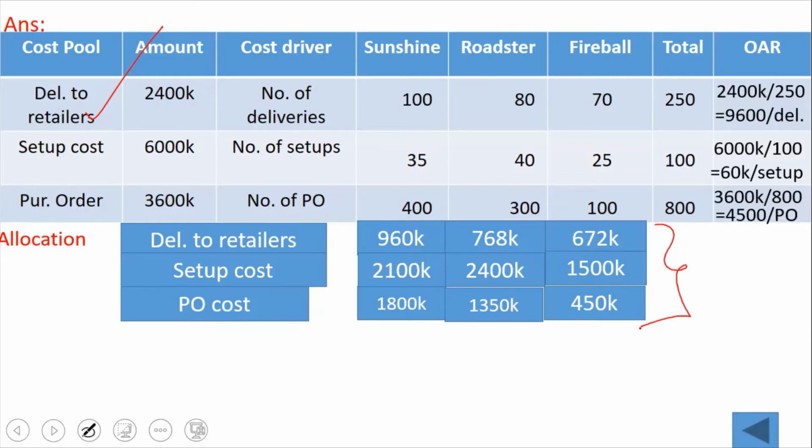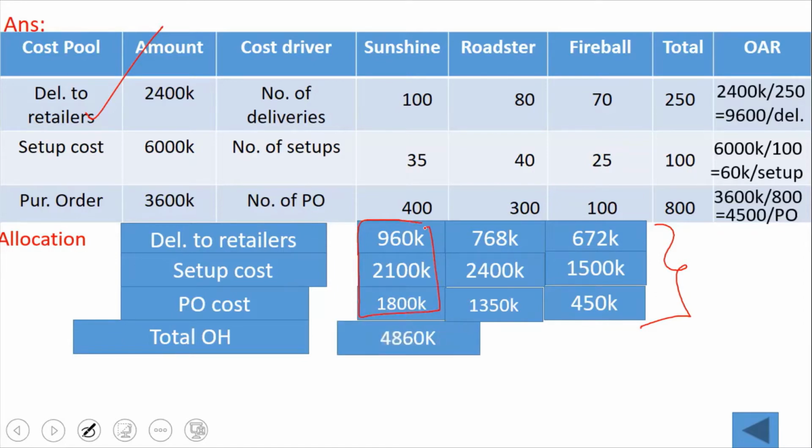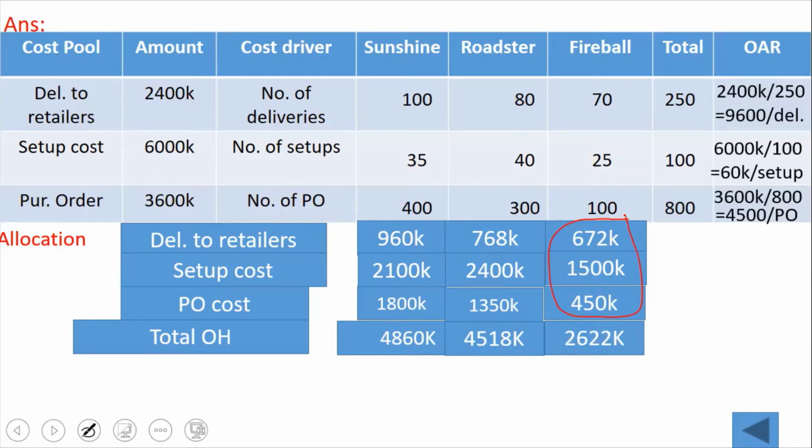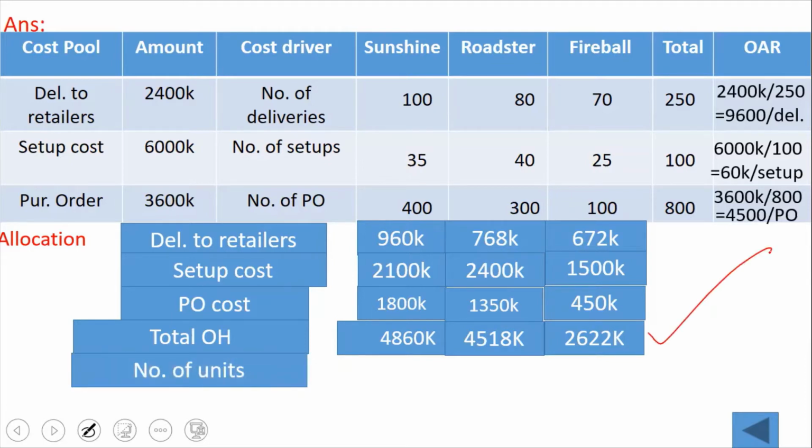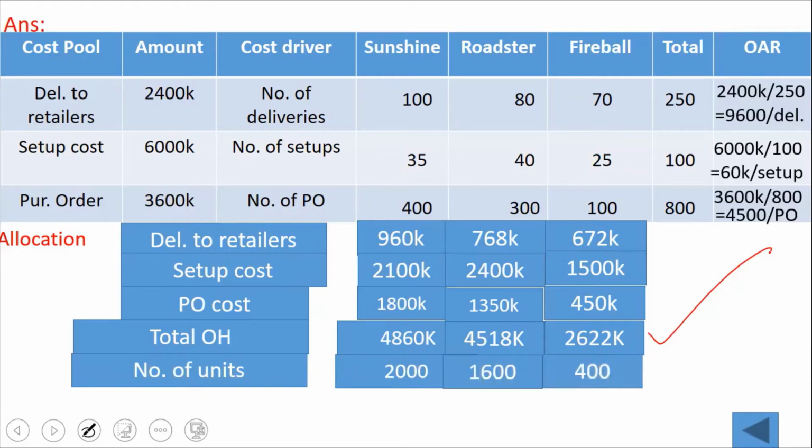So now we have got all the overheads split between the products. Now all that we have to do is total the three for each of the products. So total overheads relating to Sunshine is the total of these three. We get an amount of $4.86 million. And for Roadster, total these three to get $4.518 million. And regarding Fireball, the total of these three amounts to $2.622 million. So we've got the total overheads. Now just divide it by the number of units. And the number of units, we know that it is 2000 units for Sunshine, 1600 for Roadster, and 400 for Fireball. This is directly given in the question.